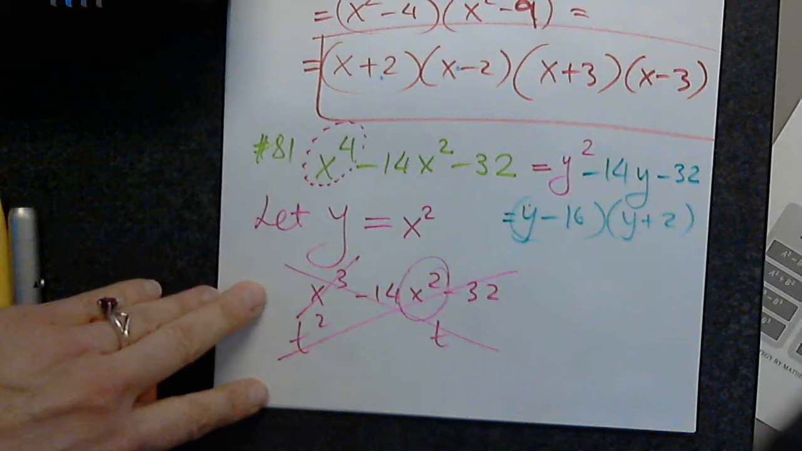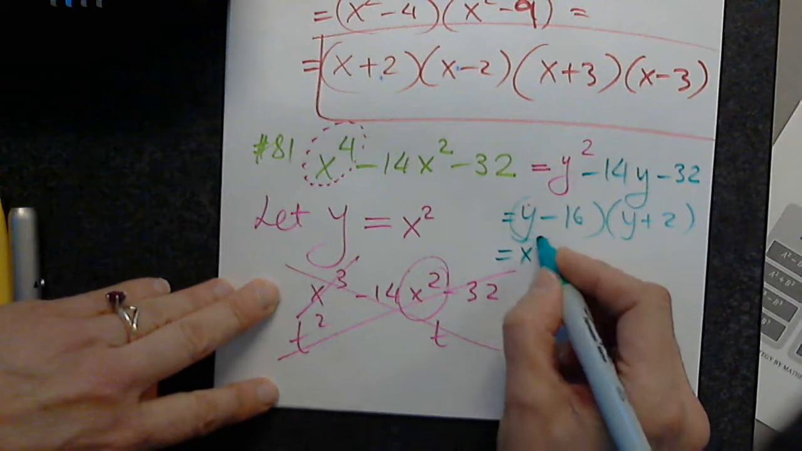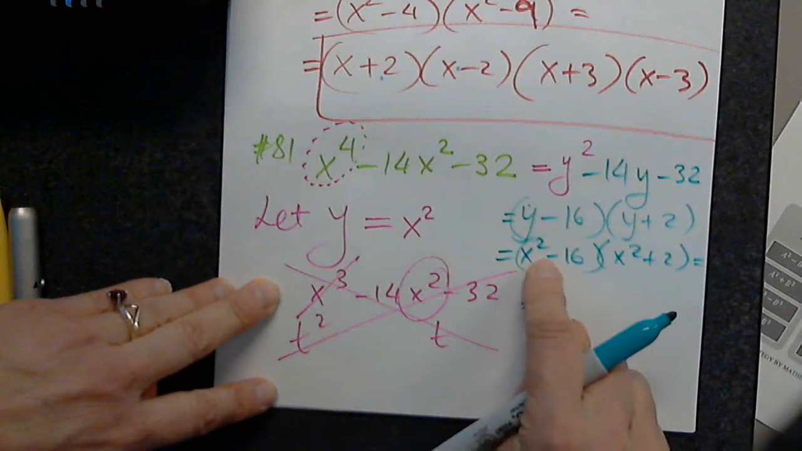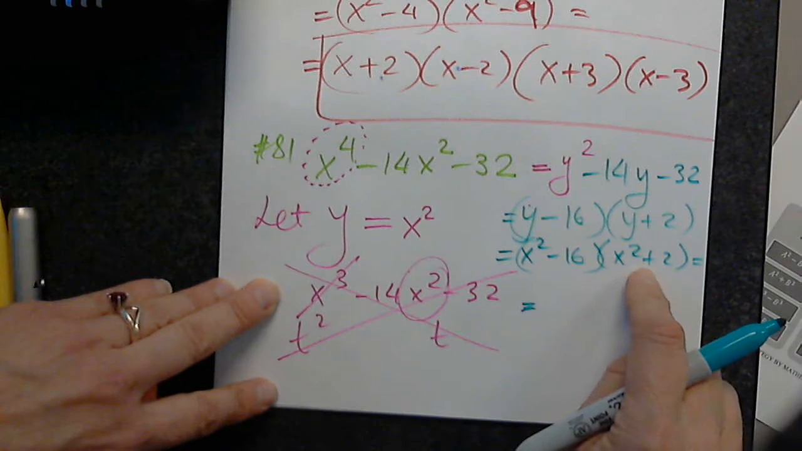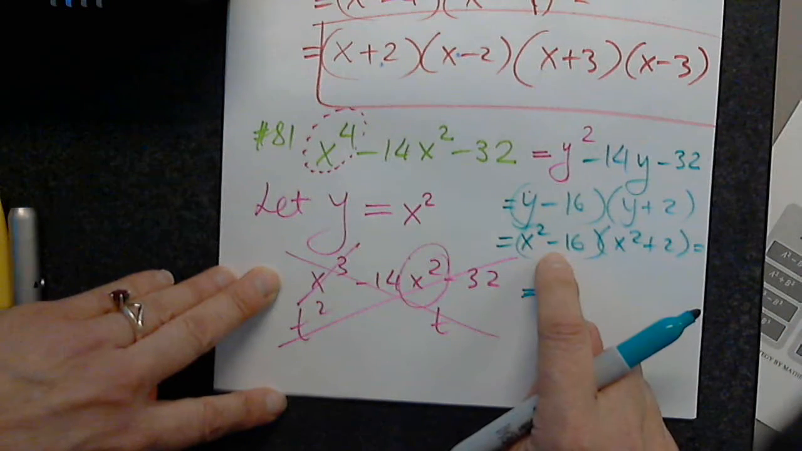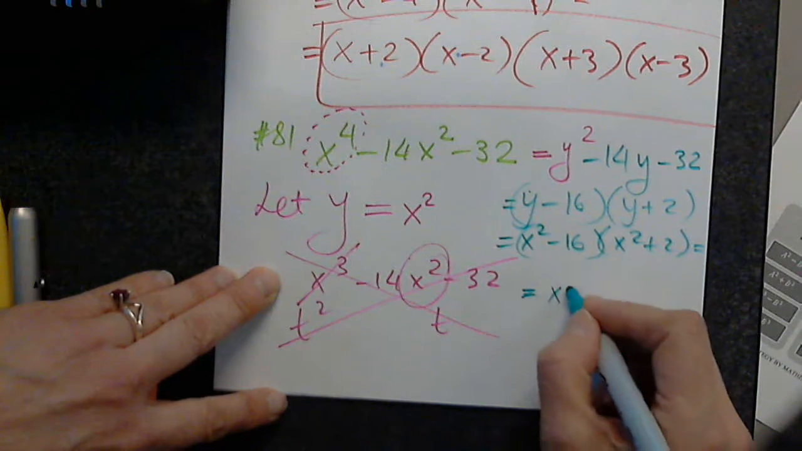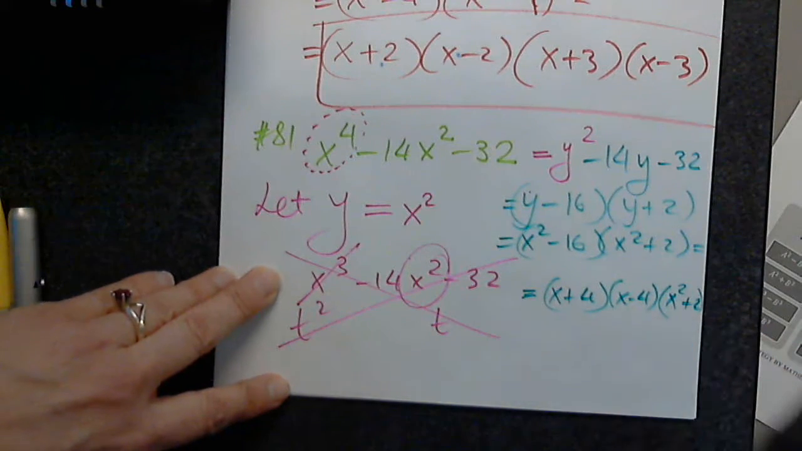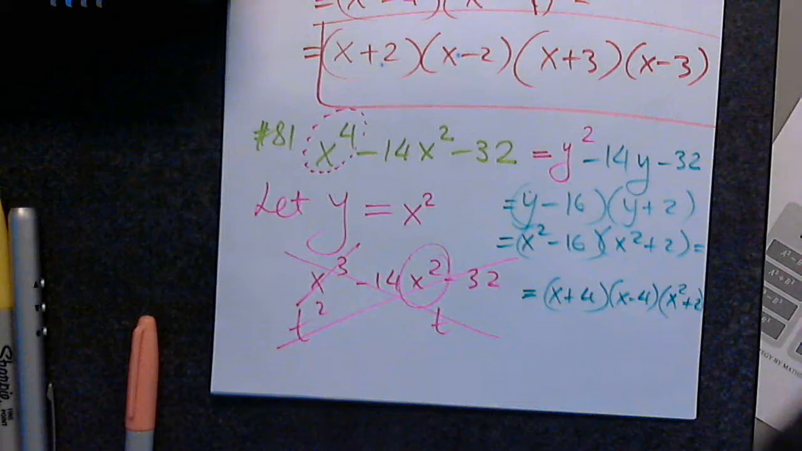Very good. But now I have to go back to my substitution, which would be x squared minus 16, x squared plus 2, and then you have to break that one down, of course. This one I can't, it's a sum, but this one I can. Which would be x plus 4, x minus 4, and then x squared plus 2 for the last. Very good. I think we should work on one more and move on to equations now.